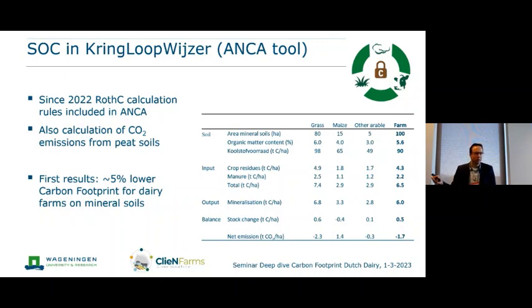On top, emissions from peat soils were also included, and that's now also shown in the results. I heard from an advisor that he looked at his farms and they, on average, had a 5% lower carbon footprint because of the soil carbon sequestration. But I haven't seen any full results; maybe Jeroen already had a look, but no. At least it's nice that it's in there and it gives farmers awareness about soil carbon as well.